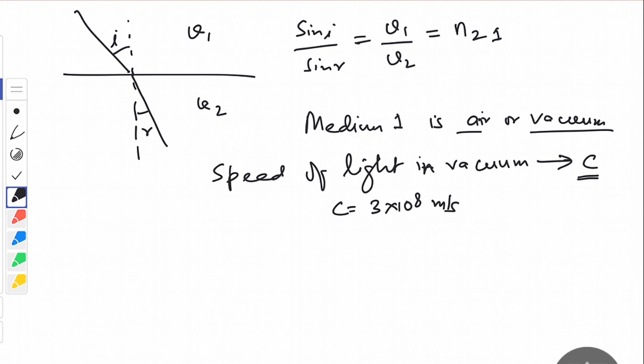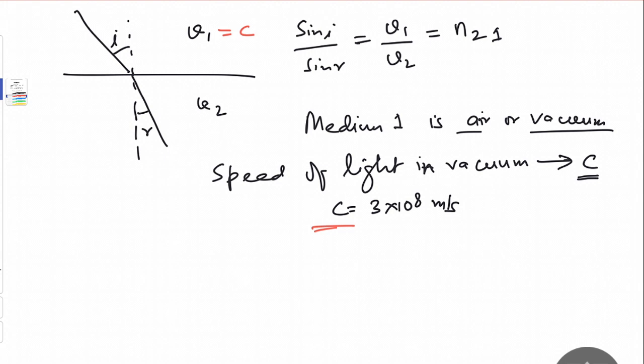Now let's say my V1 is equal to C. If my V1 is equal to C, then what happens? Then my V1 upon V2 is nothing but C upon V2, and this is the refractive index of medium 2 with respect to vacuum.